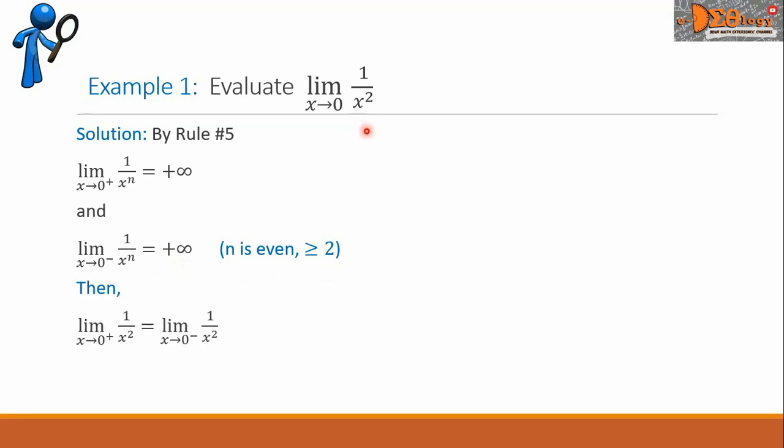Considering our problem here, we can say that the limit of 1 over x squared as x approaches 0 from the right is equal to the limit of 1 over x squared as x approaches 0 from the left, and this is equal to positive infinity. Since our problem here is a two-sided limit, we can write now the limit of 1 over x squared as x approaches 0 equals positive infinity. Let us note this answer in here.